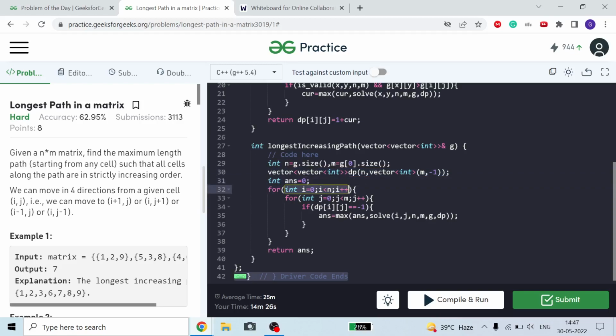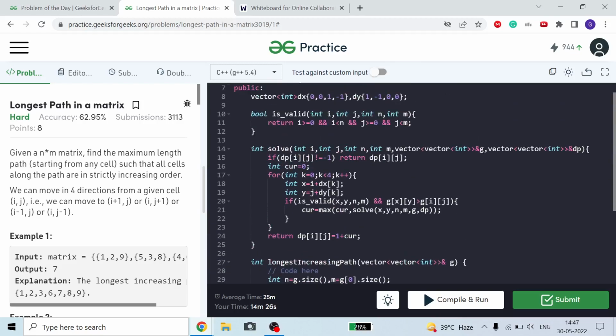Now I will run for each particular ith, jth block, from i equal to 0 and j equal to 0. If my dp[i][j] is equal to minus 1, I will update my answer to the maximum of my answer and solve(i, j, n, m, g, dp). These are the arguments I am passing: my current index, my size, my given matrix and my DP vector. Now this is the solve function, with int i, j, n, m, vector g and dp.